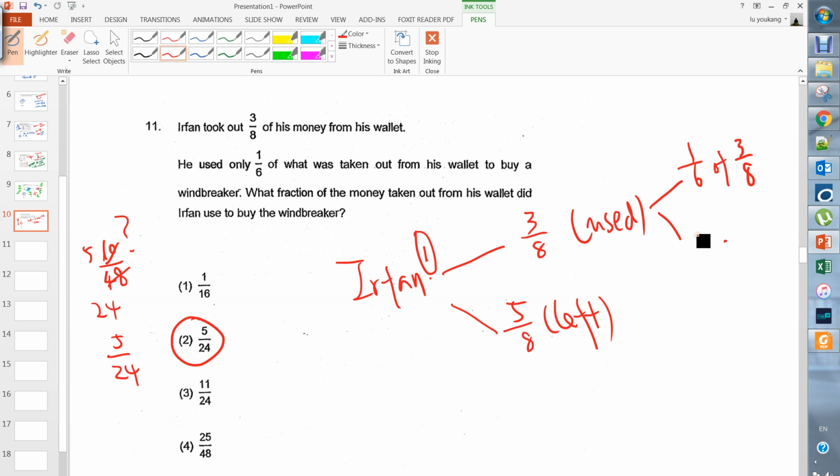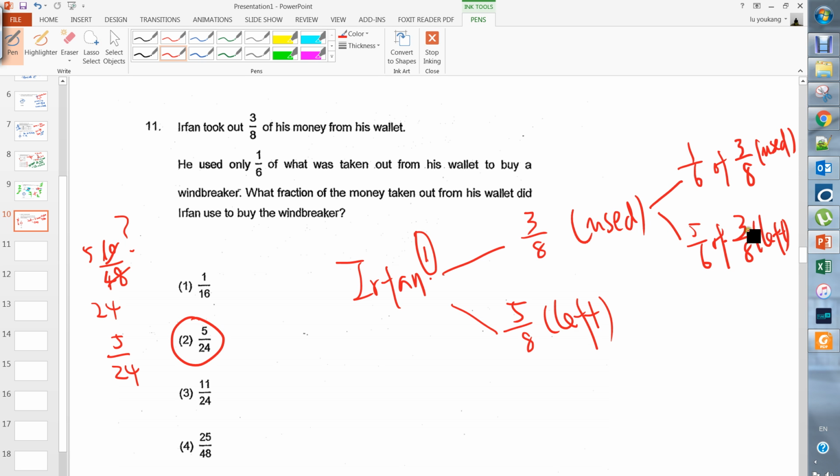No, I'm asking you. 1/6 is used. How much is left? So this one is used again, this 1/6 used from here, so that means 1/6 of this. 1/6 is used. How much is left? 5 over 6. Yeah. So 5 out of 6 of this is left, right?